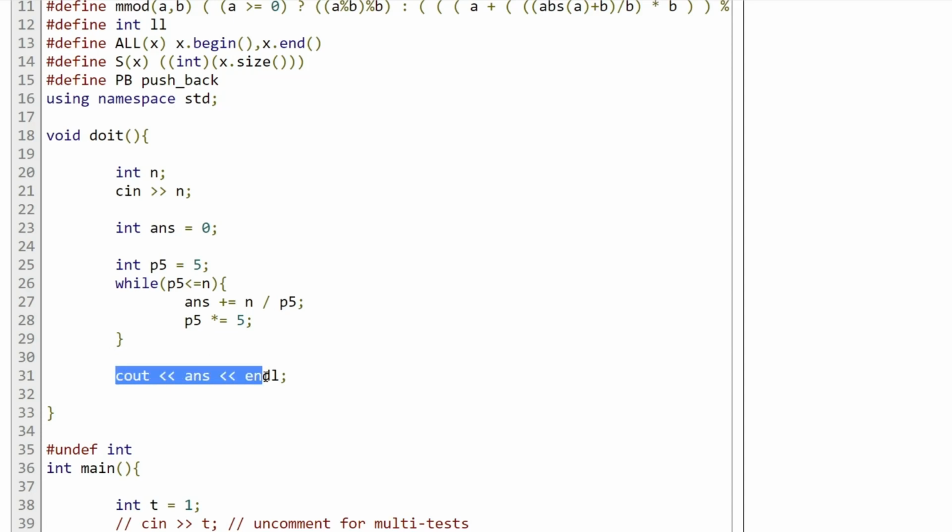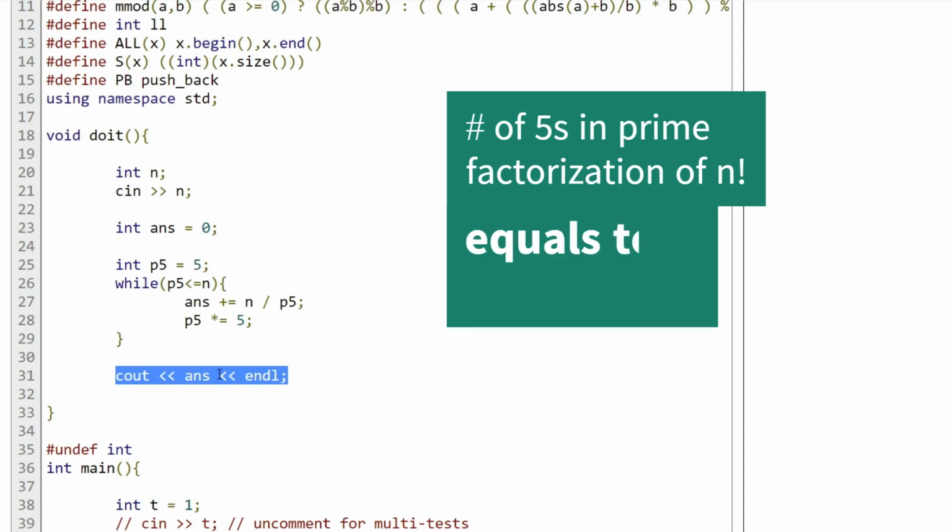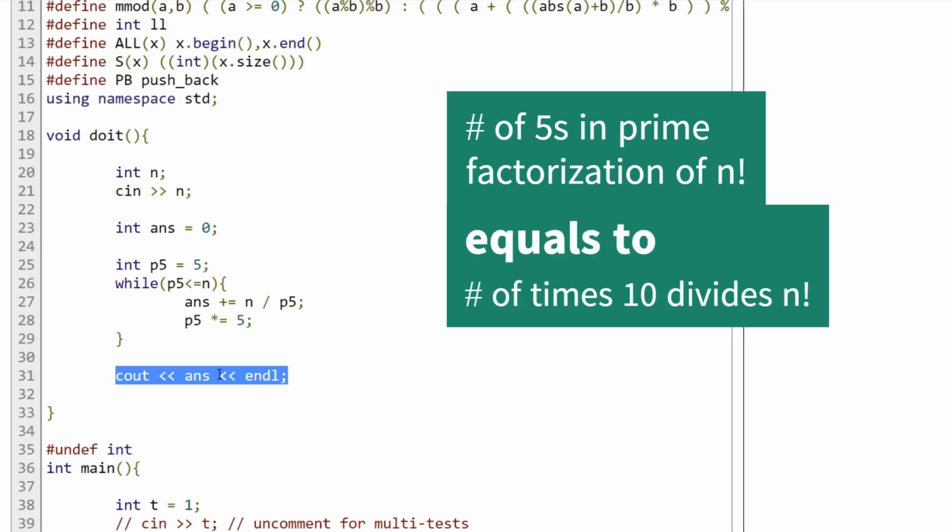And then we just simply output the answer at the end, which will have the accumulated number of 5s in the prime factorization of n factorial. And that will lead essentially to finding out how many times the number is divisible by 10 essentially, okay? Just as we have shown based on the prime factorizations, okay?